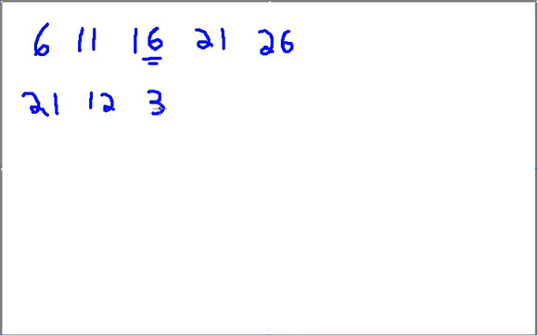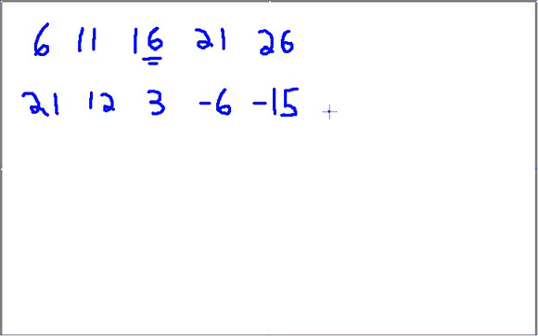12 minus 9 is 3. So we can see that in this second sequence here, we had to subtract 9 or add a negative 9 to each term to produce the next. So then, what would the next two terms in this sequence be? Well, what's 3 plus a negative 9? That's a negative 6. And negative 6 plus a negative 9 would be negative 15.